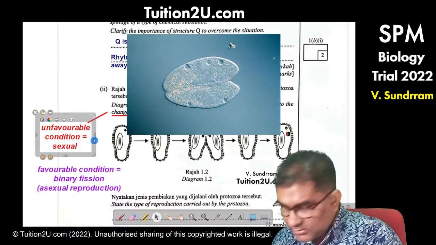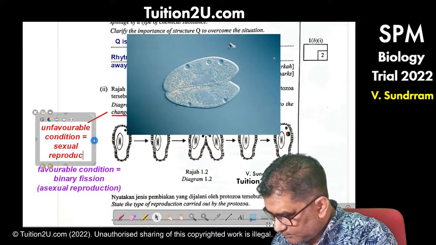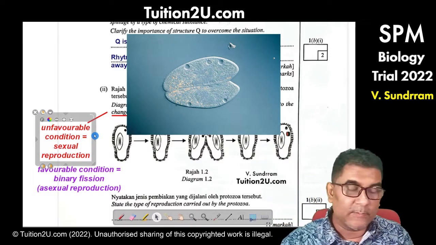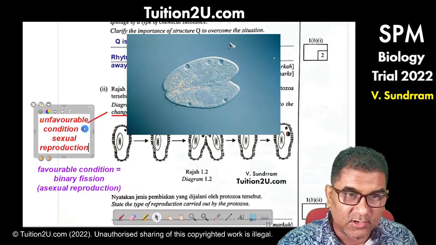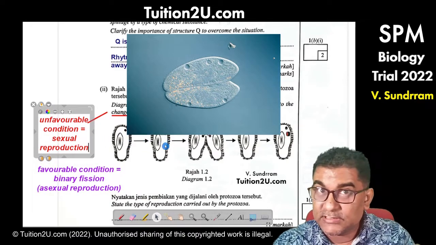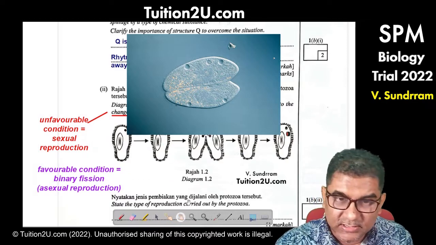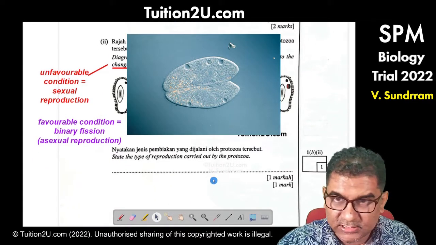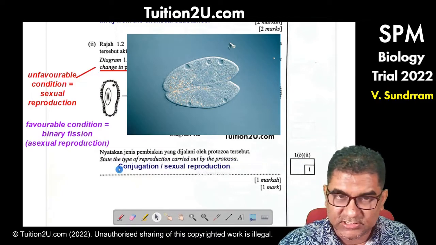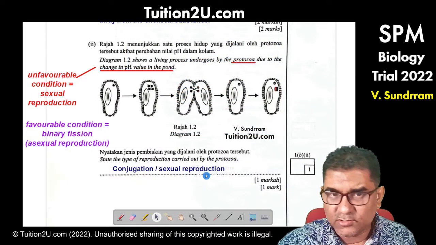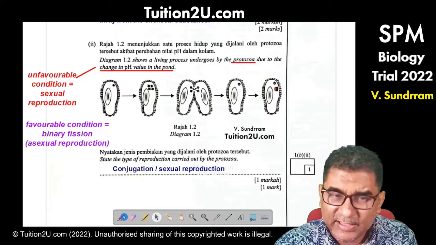But sexual reproduction is only done by Paramecium. Amoeba don't do sexual reproduction. So under unfavorable condition, this Paramecium is going to do sexual reproduction, and the sexual reproduction in Paramecium has a special name. The name is conjugation. For this answer, you can also write sexual reproduction.